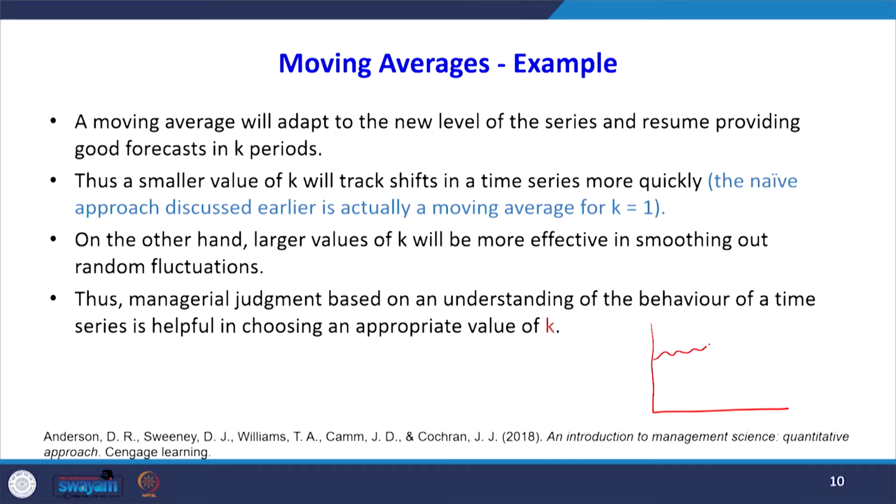Suppose this is k equal to say 5. If you choose a smaller value of k, for example k equal to 2, like this. So, what will happen when you choose a higher value of k? It will become flat, okay, the line will look flat.